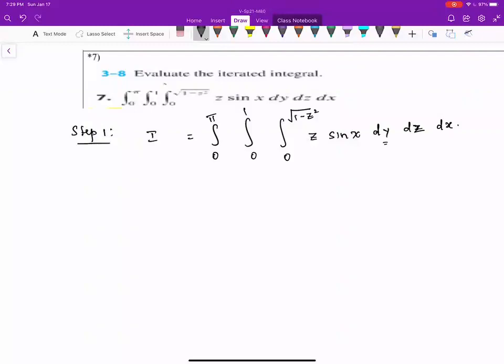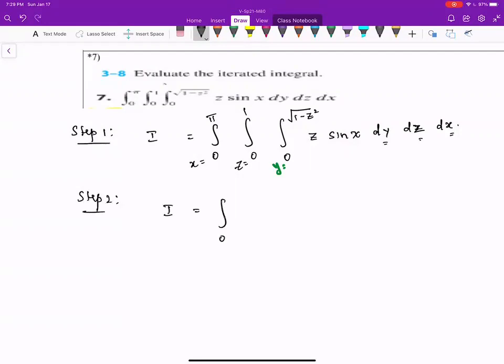That means you have to integrate first with respect to y, then with respect to z, and then with respect to x. Also, by looking at the limits, the outermost are the limits for x, which are 0 and pi. Next, z is from 0 to 1. And the y integral is from 0 to the square root of 1 minus z squared. So we recognize that.